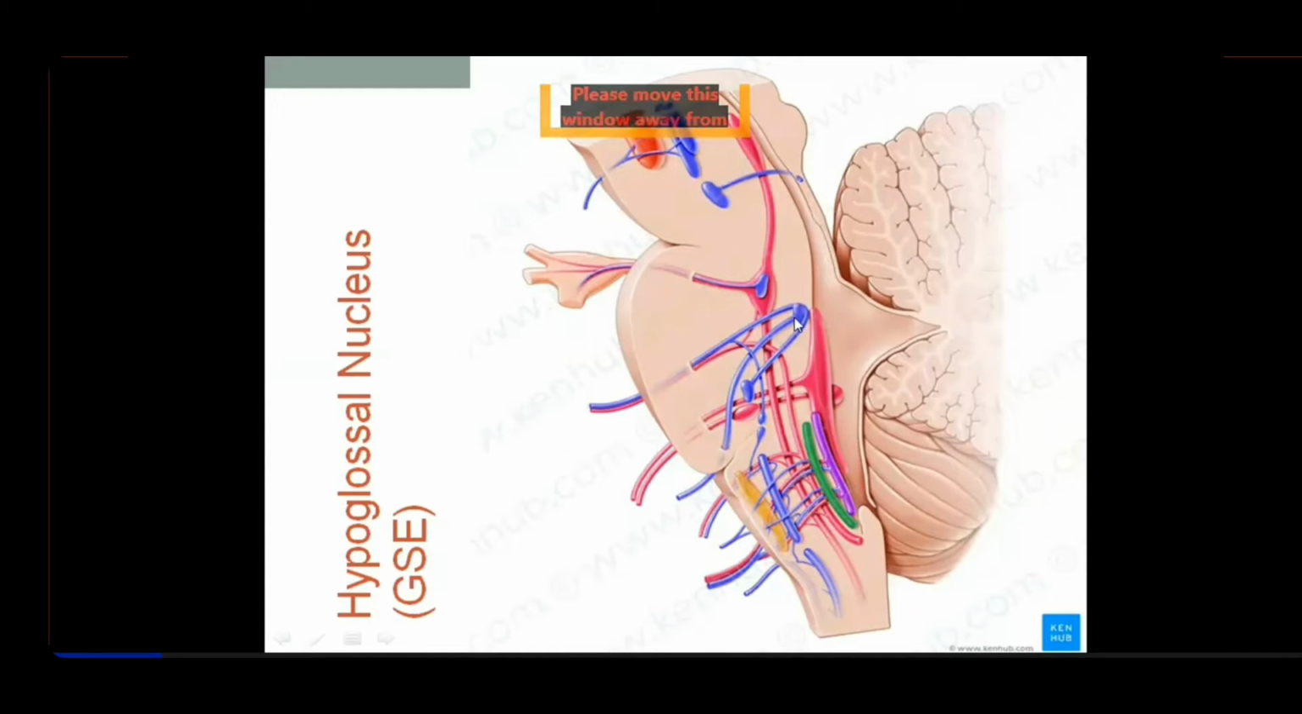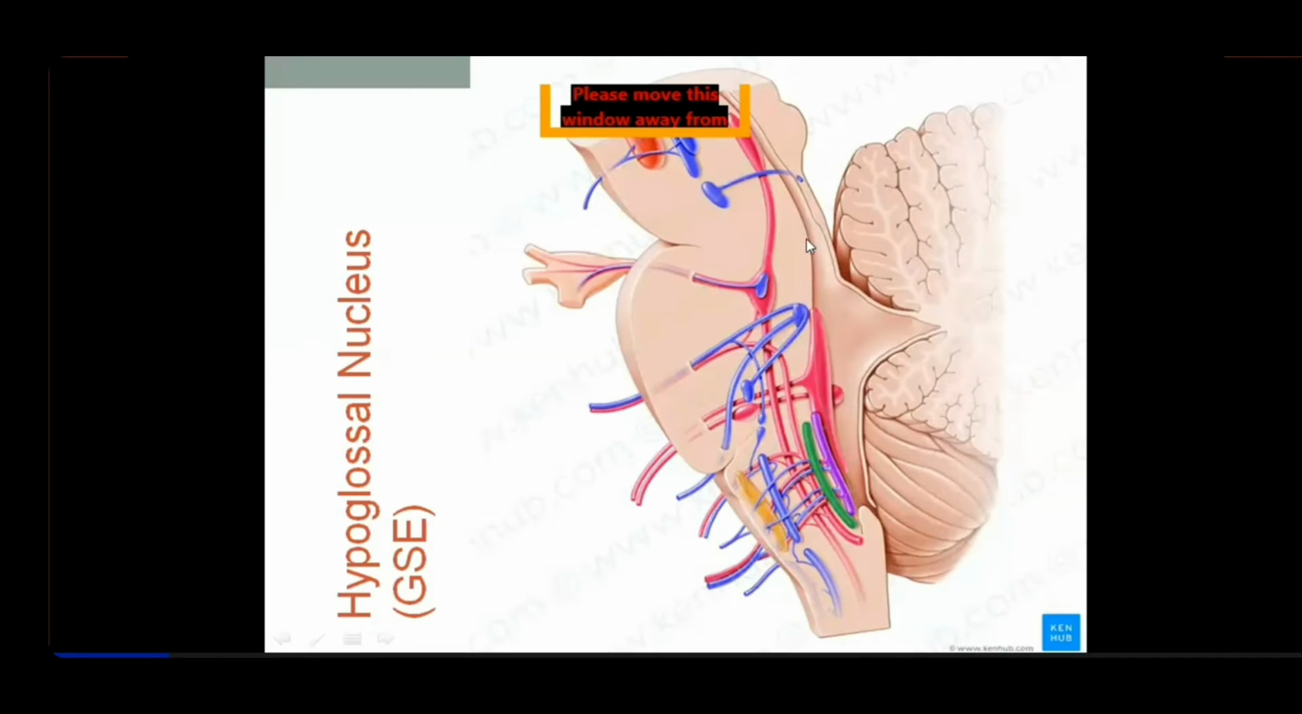Okay, another impression will be in the upper portion of the floor of the fourth ventricle, and that will be because of the facial colliculus. And can you see this nucleus here, right? The lateral most nucleus, the vestibular and cochlear nucleus. Basically, it's the vestibular nucleus here. This also gives an impression on the floor of the fourth ventricle, the vestibular area, right?